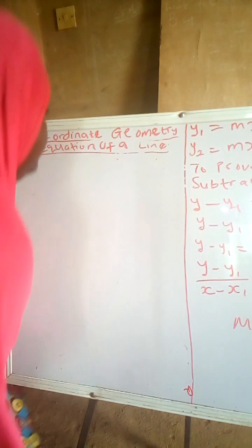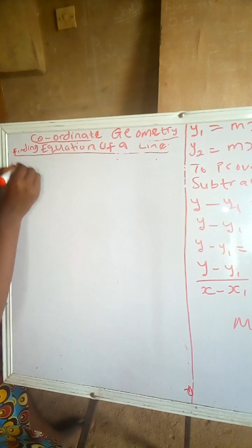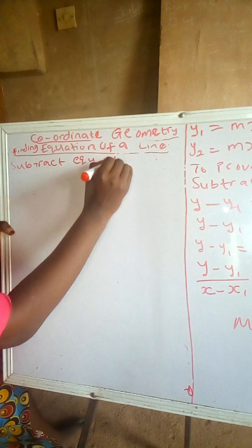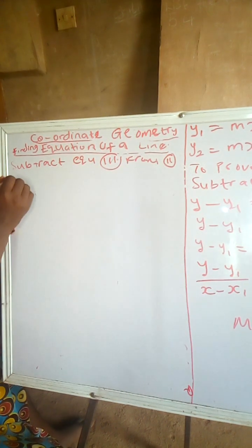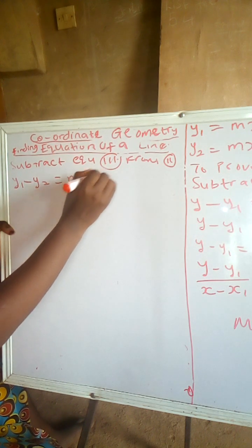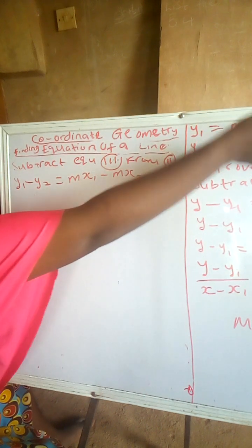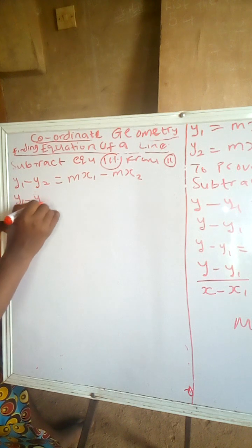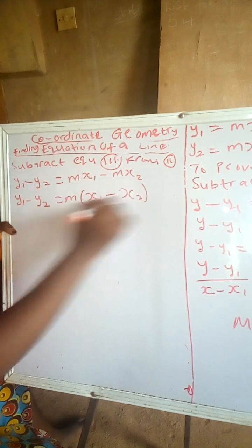Okay, so then we are going to subtract equation 3 from 2. That's y1 minus y2 equals mx1 minus mx2. Automatically, c minus c is 0, so we don't need to write it again. y1 minus y2 equals m into x1 minus x2.